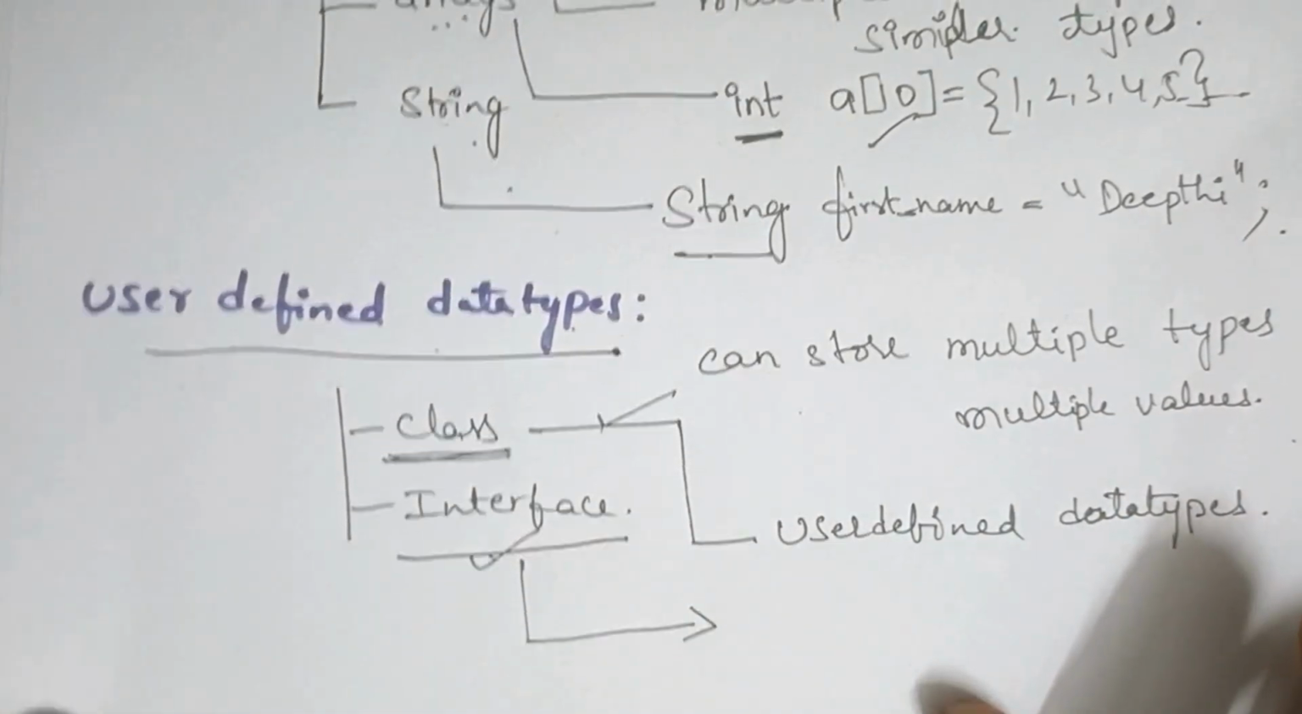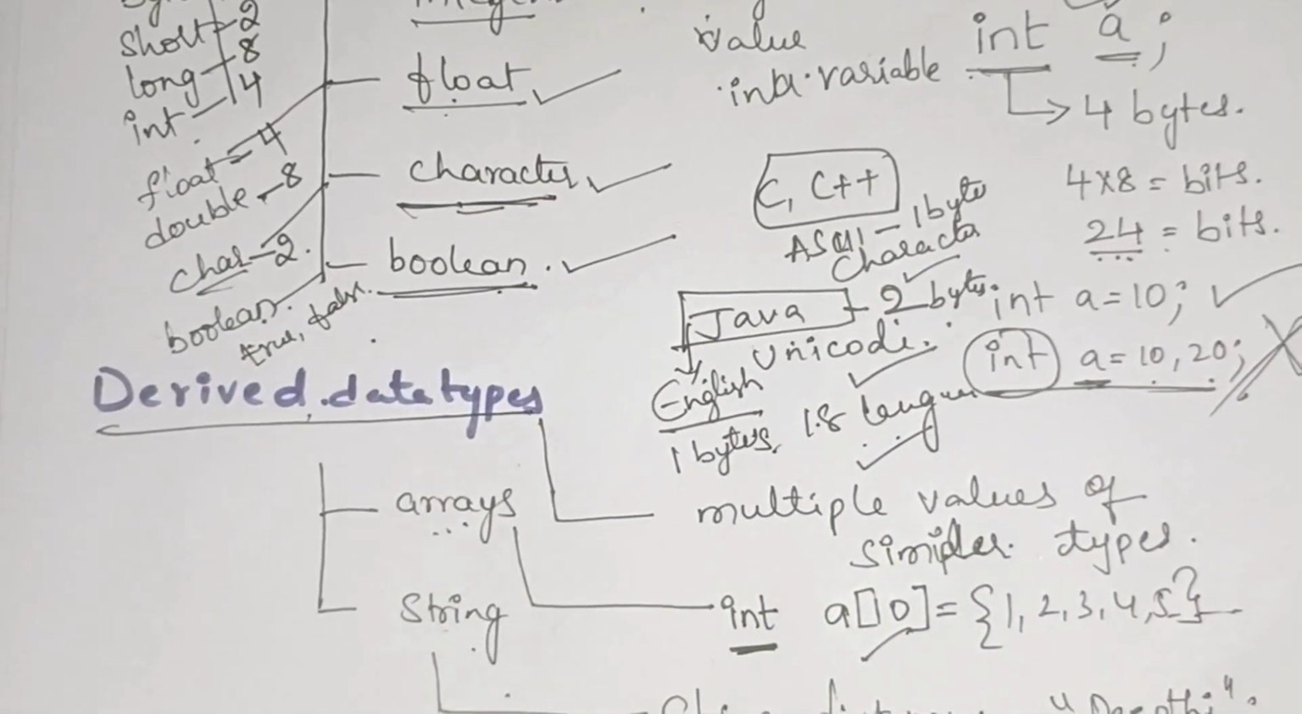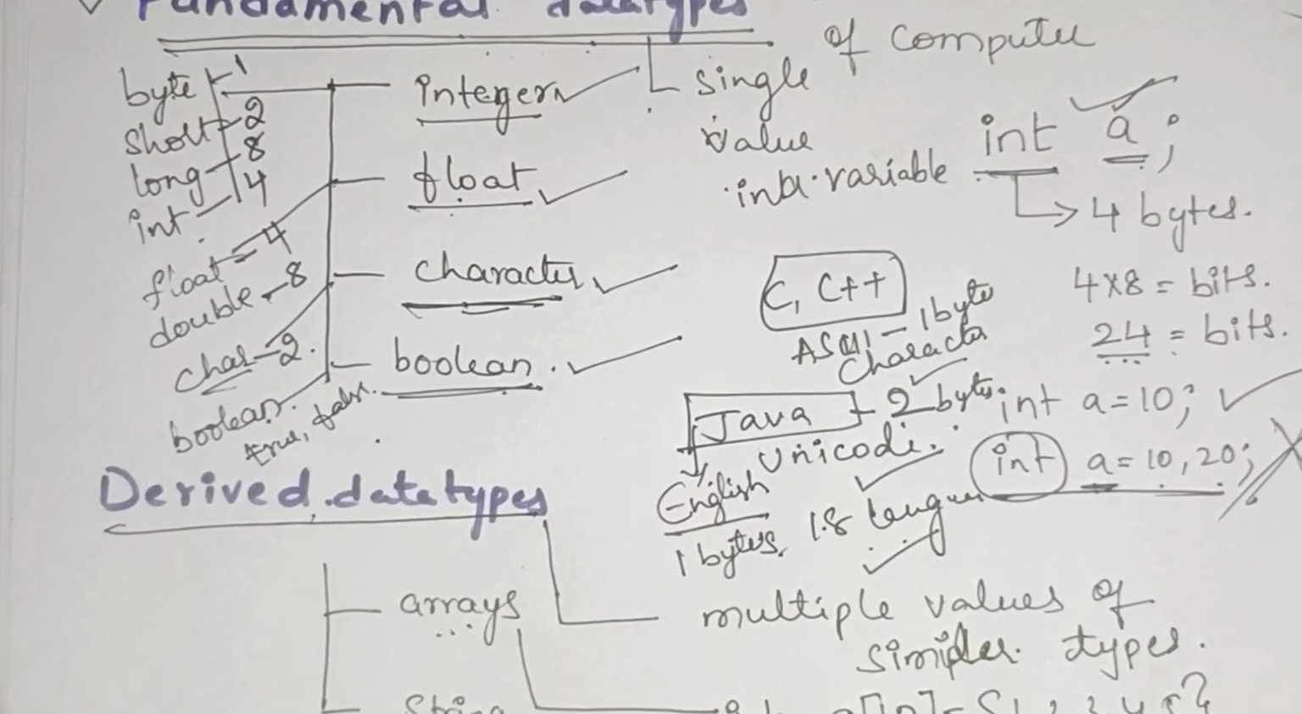So this is all about Java data types. So there are 3 fundamental categories: fundamental data types, derived data types, and user defined data types.